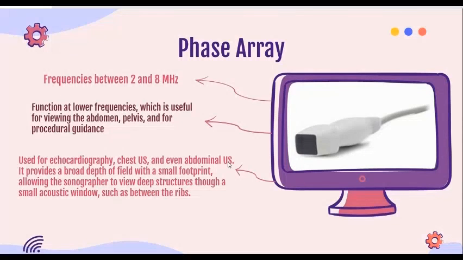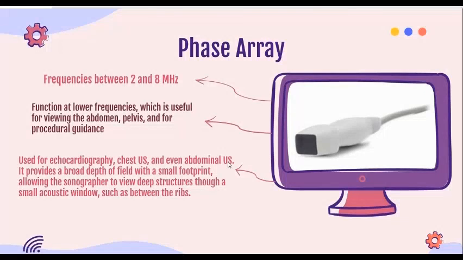Okay, next is phased array. It has frequencies between 2 and 8 MHz. It functions at low frequencies, which is useful for viewing the abdomen, pelvis, and for procedural guidance. It is used for echocardiography, chest ultrasound, and even abdominal ultrasound.